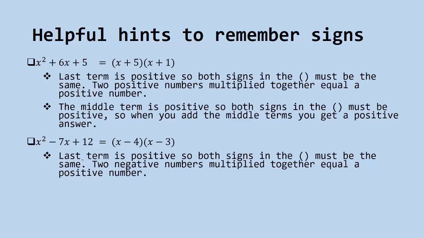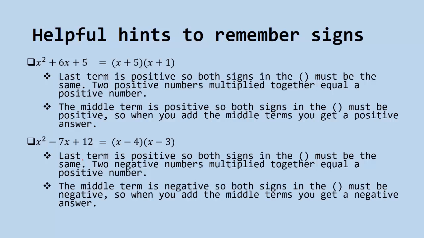Let's take a look at this one. X squared minus 7x plus 12 we just decided was x minus 4 times x minus 3. So again, the last term is positive, the 12. So both signs in the parentheses must be the same, because two negative numbers multiplied together equal a positive number. The middle term is negative, so both signs in the parentheses must be negative. So when you add the middle terms together, you get a negative answer.